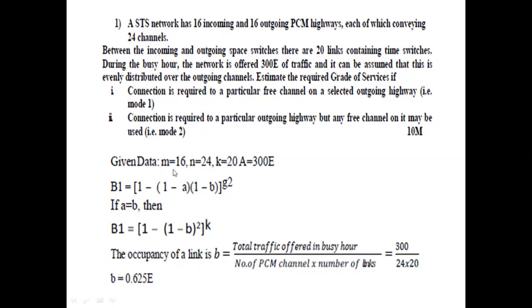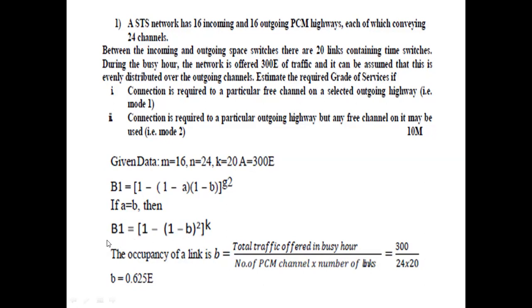The number of incoming and outgoing PCM highways are the same, so in this case M is 16. The number of time slots of a particular PCM highway is 24, and the number of links which connect these space switches is 20. The traffic offered during the peak hour is 300 erlangs.